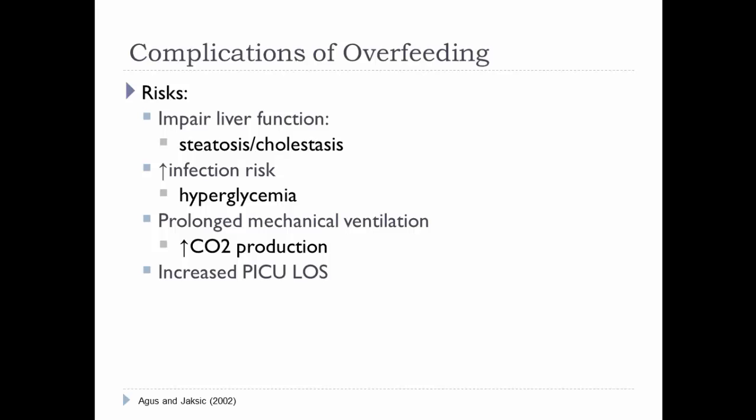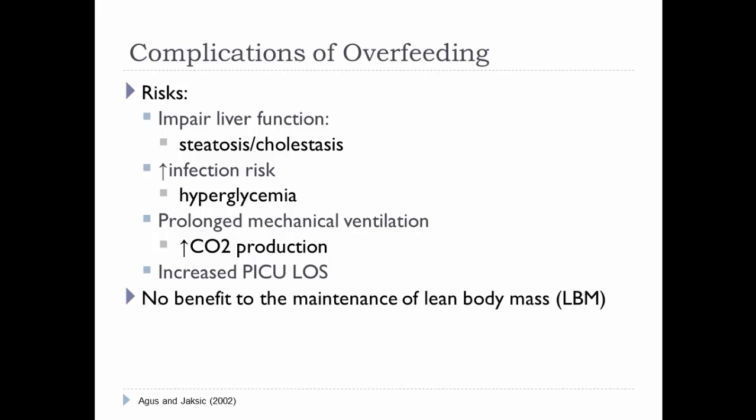The pediatric malnutrition definition clearly has helped to identify risks with underfeeding patients and risks with pediatric malnutrition. However, it's important not to forget the complications that are associated with overfeeding. And in the pediatric intensive care unit, complications of overfeeding in the acute phase can actually outweigh complications that we see with underfeeding. Some risks include impairing liver function, causing cholestasis, also increasing infection risk due to hyperglycemia, and even prolonging mechanical ventilation for our intubated patients because CO2 production is increased during overfeeding. All of these risks can further increase the patient's length of stay in the PICU, but also their length of stay in the hospital and hospital costs.